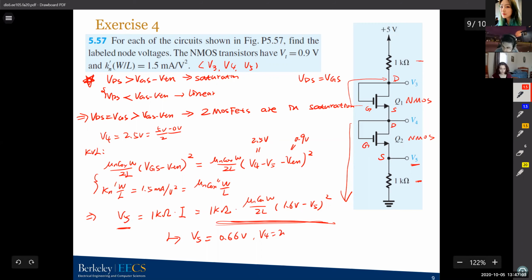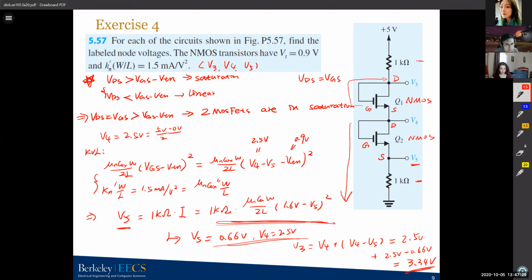V4 equals 2.5 volts. Then what's your V3? Because this figure is symmetric, your V3 will just be V4 plus V4 minus V5. So you'll get 2.5 volts plus 2.5 volts minus 0.66 volts equals 3.34 volts. So the problem is solved. This is a simple MOSFET circuit, and we can just solve it step by step.